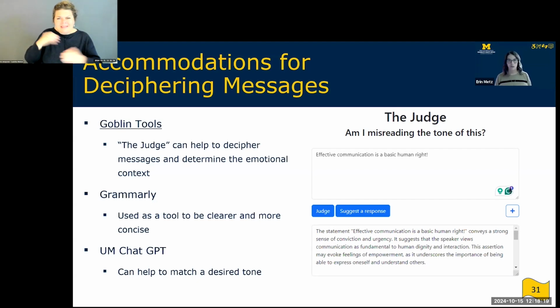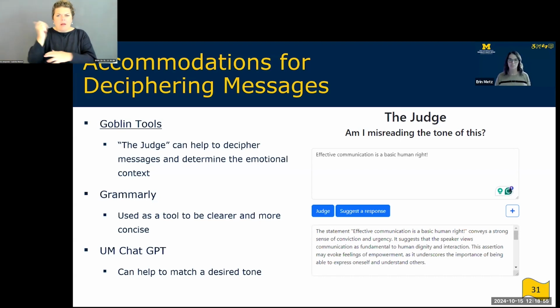In the example here on the screen, I've typed into The Judge, "Effective communication is a basic human right!" And I've asked the judge to give me the tone of this statement. The judge tells me the statement conveys a strong sense of conviction and urgency. It suggests that the speaker views communication as fundamental to human dignity and interaction.